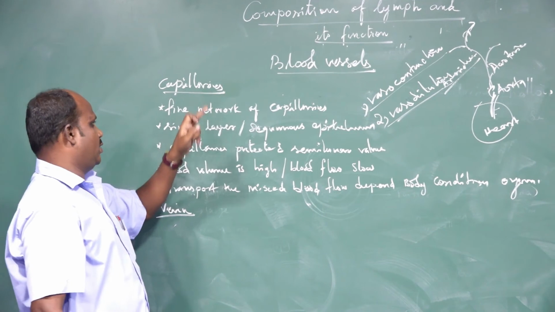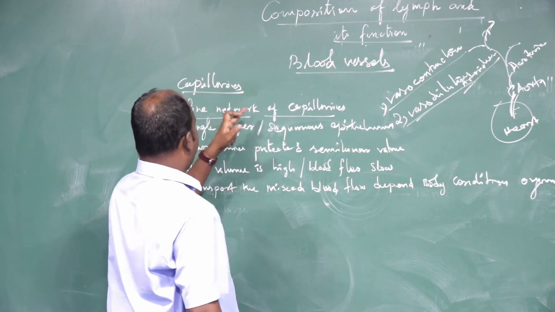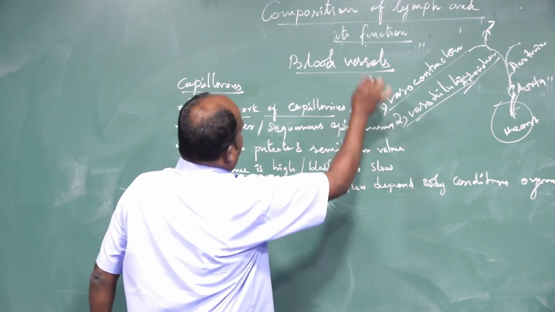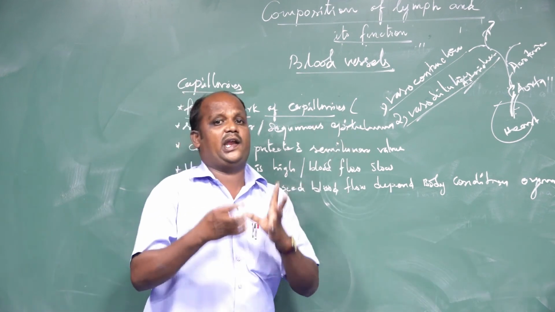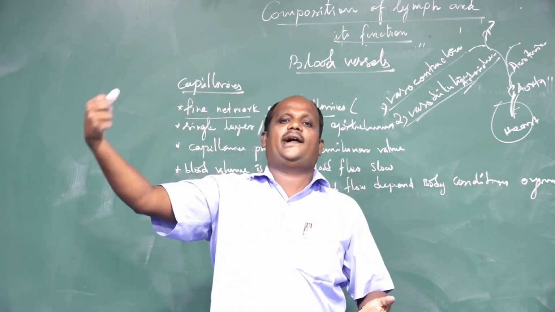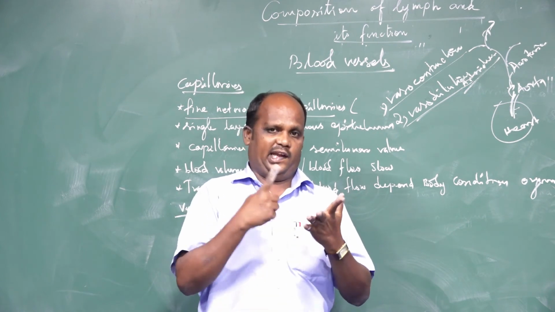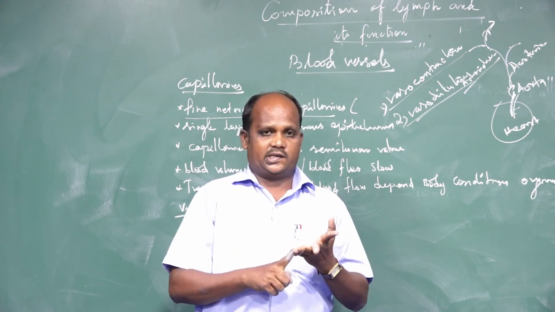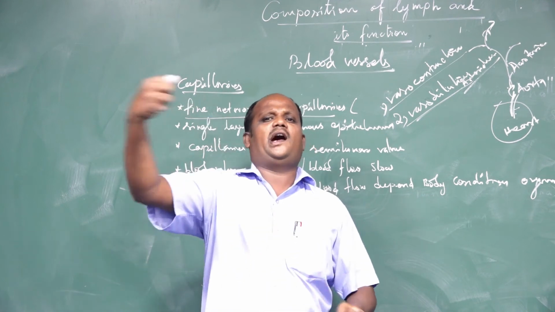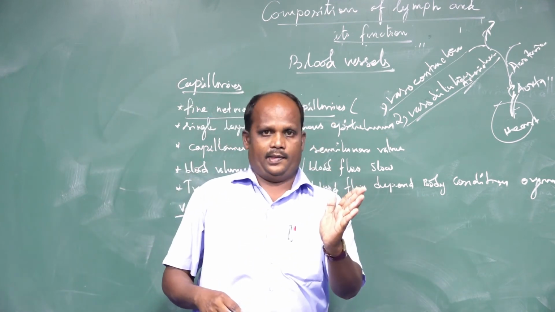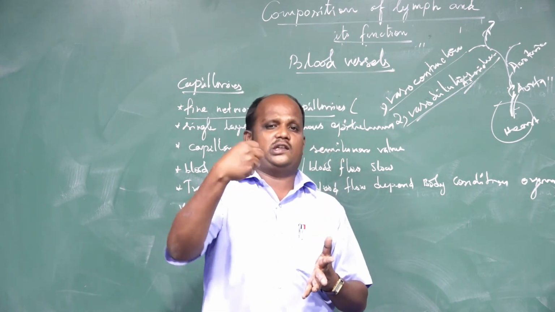What is the name? Capillaries. I told you the capillary is a fine network of blood vessels. It is a branch of blood vessels, but a branch of which? One is the artery, and the second is the vein. The artery and the vein both originate from the heart structure. There are three blood vessels: artery, vein and capillary. Among the three, the artery and the vein both develop from the heart chambers.